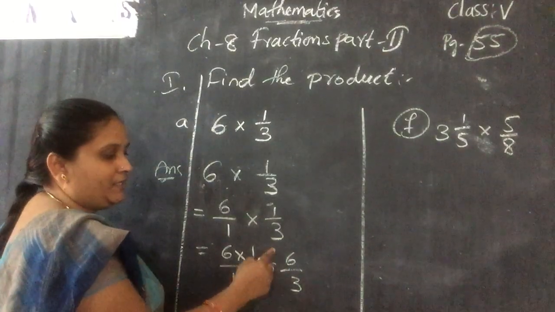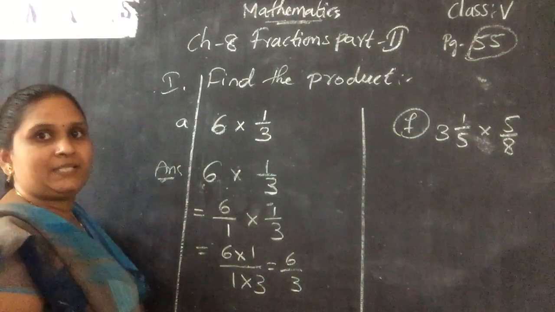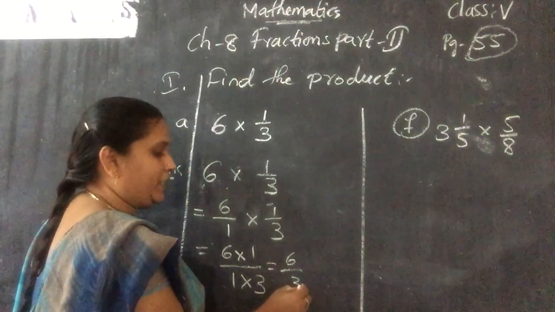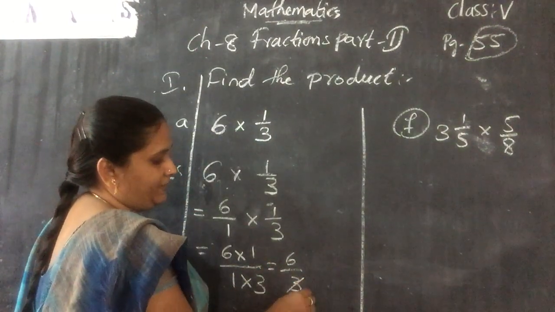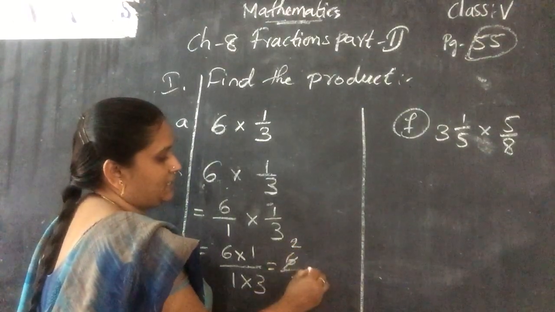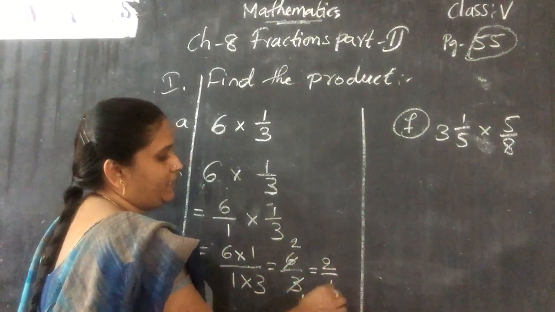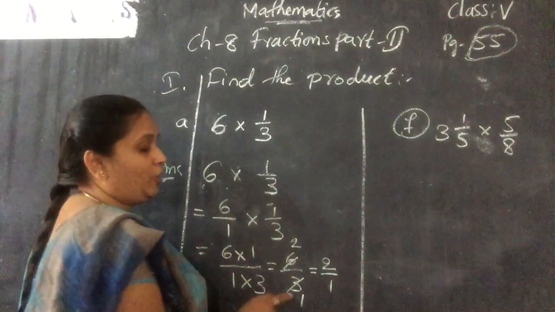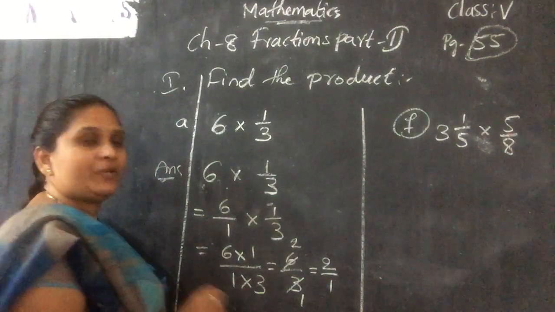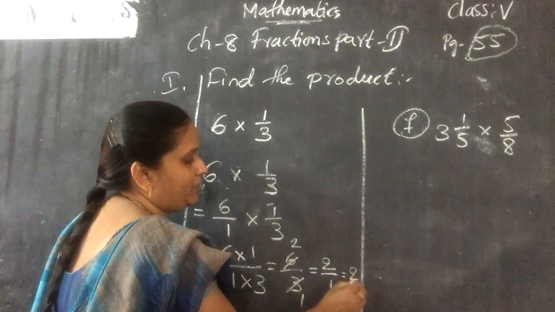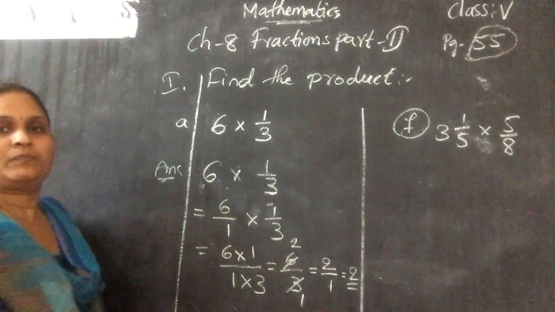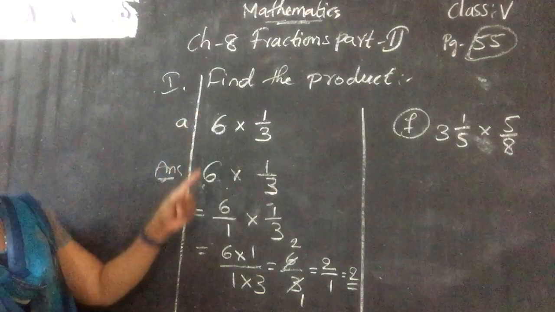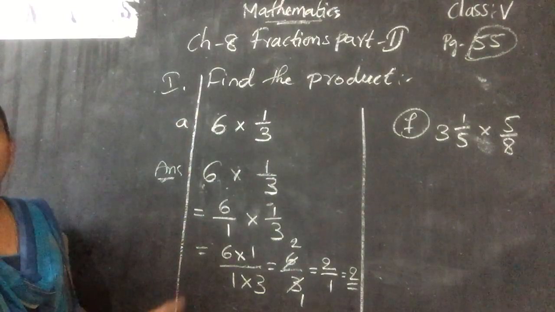And 6 by 3 can be simplified, isn't it? In the 3 table, 6 can be divided 2 times, so you can do the simplification also. 3 1s are 3, 3 2s are 6. So directly 2 by 1. If the denominator is 1, you can write the numerator as a whole number. Directly you can write 2. Okay, so this is the procedure to find the product of fractions.